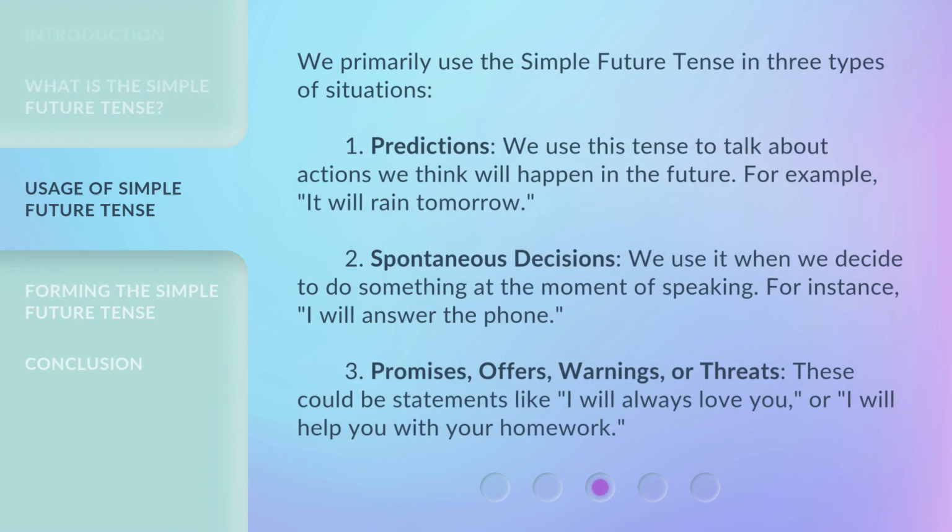We primarily use the simple future tense in three types of situations. 1. Predictions. We use this tense to talk about actions we think will happen in the future. For example, it will rain tomorrow. 2. Spontaneous decisions. We use it when we decide to do something at the moment of speaking. For instance, I will answer the phone.